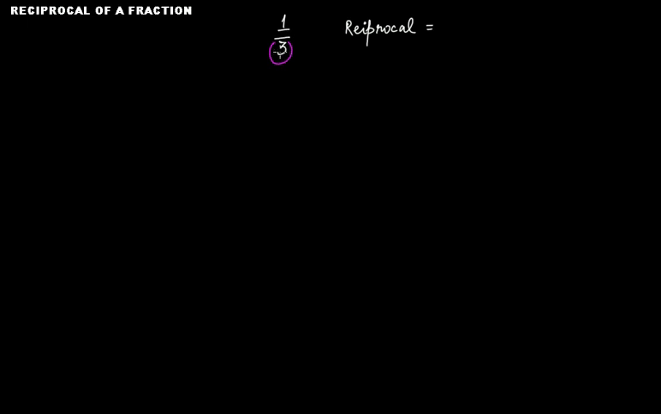Therefore, this denominator in the reciprocal of this fraction will be the numerator. Then divided by, what's the numerator in this one? It's 1. Therefore, the numerator of this particular fraction will be the denominator of the reciprocal. It means that if this is 1 by 3, then the reciprocal of this number will be 3 by 1. That is simply reverse the position of 1 and 3.